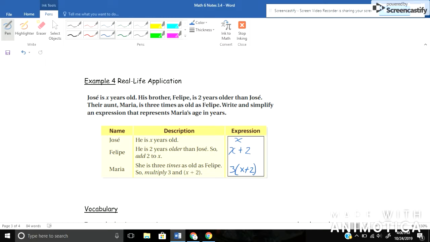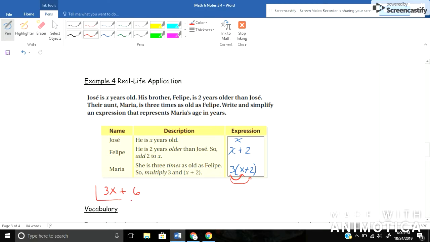We can actually distribute our 3 into this expression to figure out our expression in simplest form. Okay, so let me use a different color here. I'll distribute my 3 to the x. 3 times x would give me 3x, and I'm adding right here, and then 3 times 2 would give me 6.